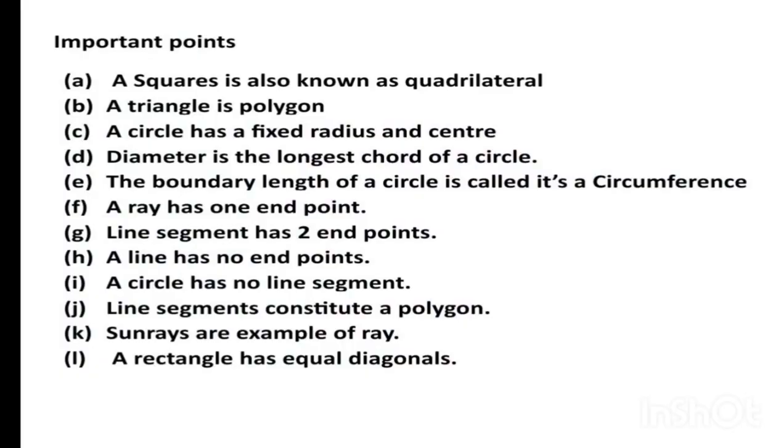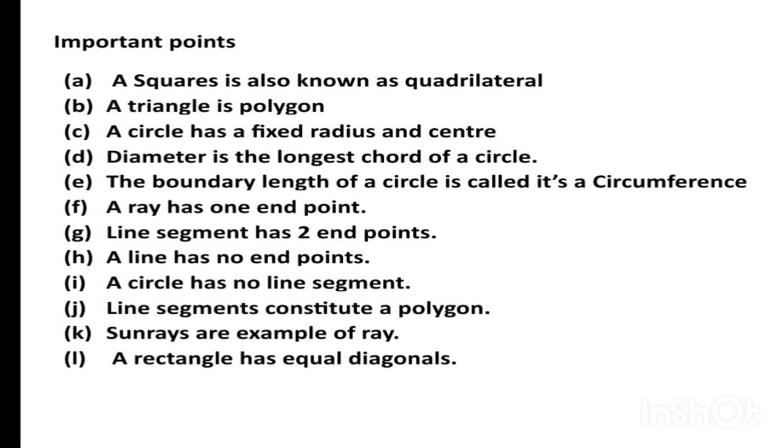Some important points of geometry that you should keep in your mind. First one, a square is also known as quadrilateral. What is quadrilateral? Any closed figure in which 4 sides are there is a quadrilateral. Square also has 4 sides, so we can say square is also quadrilateral.